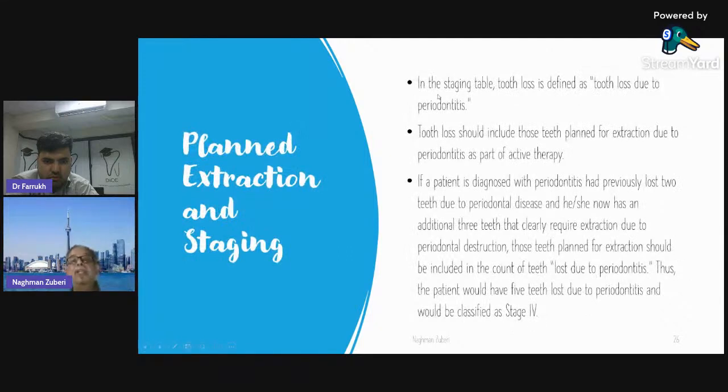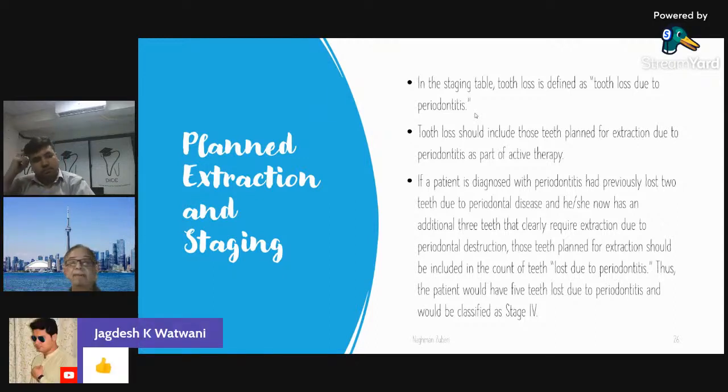Now, in the staging table, tooth loss is defined as tooth loss due to periodontitis, not those which you extracted because they were having some pericoronitis, or because of some endodontic involvement, or maybe endodontic failure, or maybe gross caries, or because of orthodontic reasons. Those are not going to be considered. Only those teeth which were lost because of periodontal involvement.